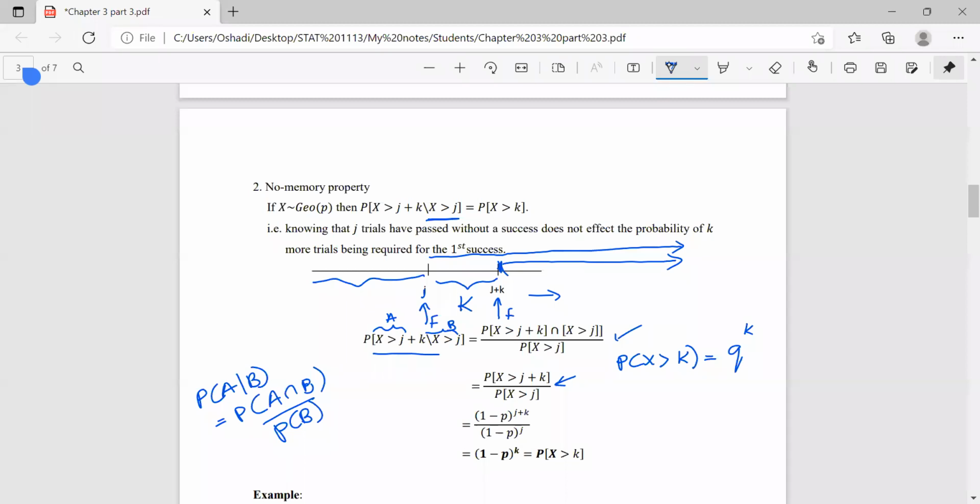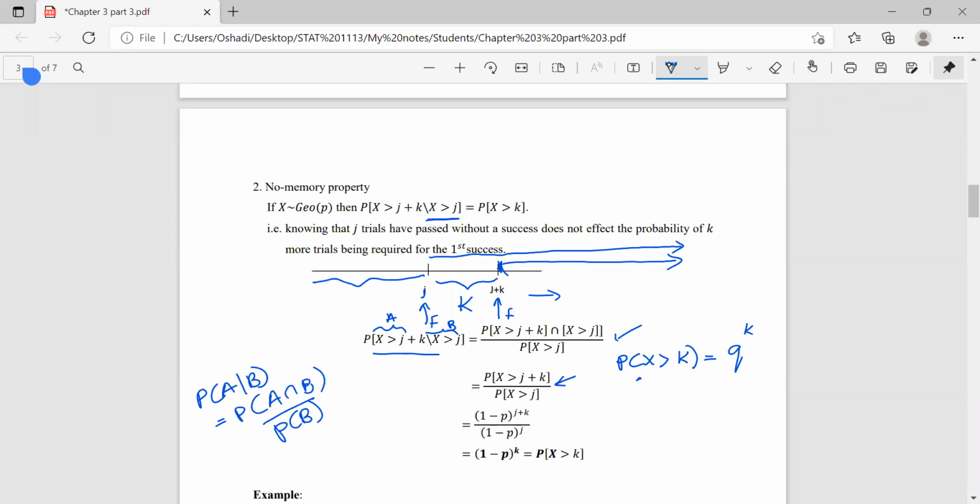j. So the j terms cancel out. Then the remaining is (1 minus p) to the power k. Again applying this result, (1 minus p) to the power k is the probability x greater than k. So those are the two important results we obtain through the geometric distribution. We can use those two results to calculate probability values in a geometric distribution.